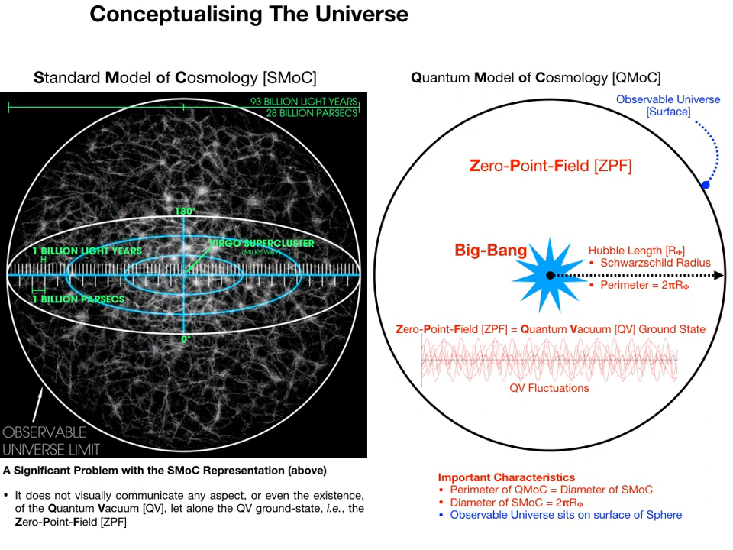This means that, in order to circumnavigate the observable universe, a traveler must move all the way around the sphere, returning to their starting position. By doing so, the traveler has moved approximately 92 to 93 billion light-years, which is equal to the diameter of the standard model of cosmology conceptualization on the left-hand side of the screen. In other words, the perimeter of the quantum model of cosmology equals the diameter of the standard model of cosmology.